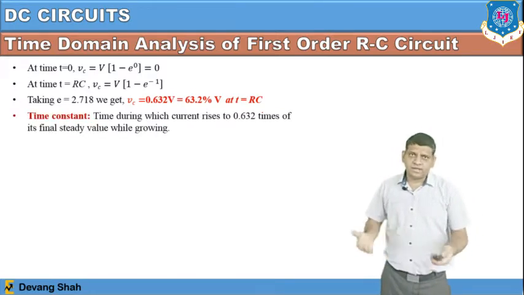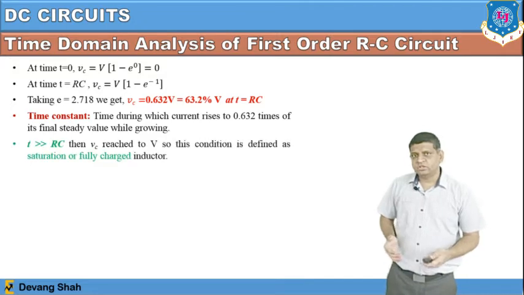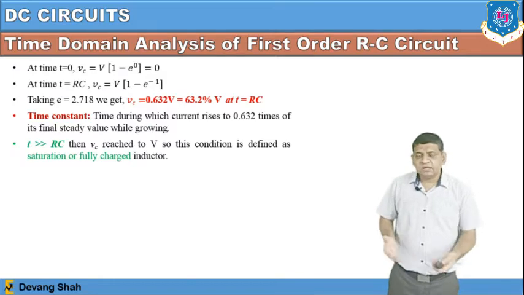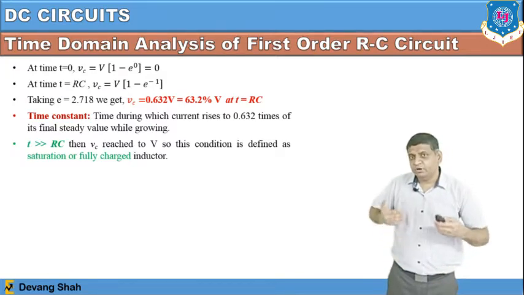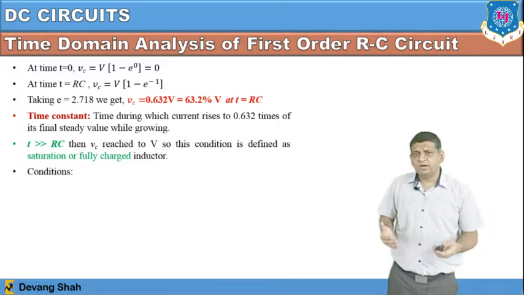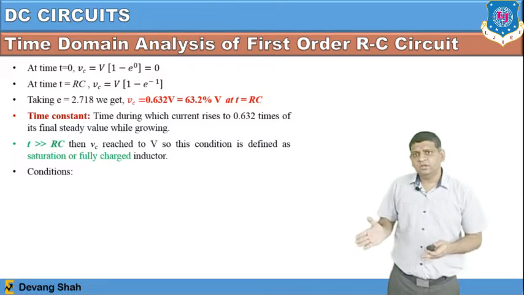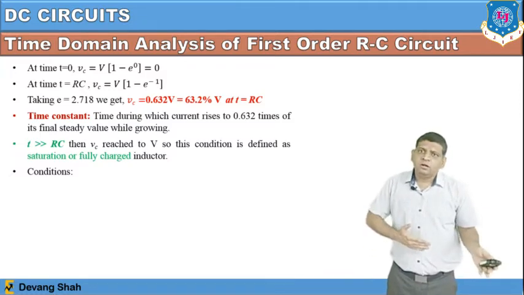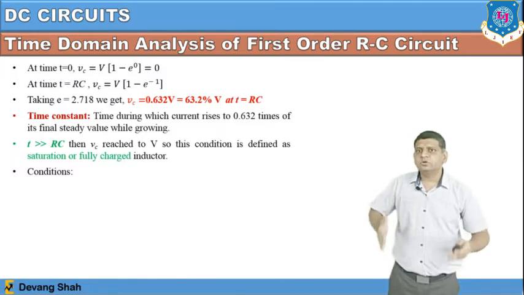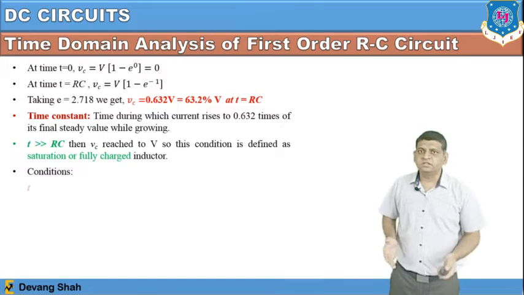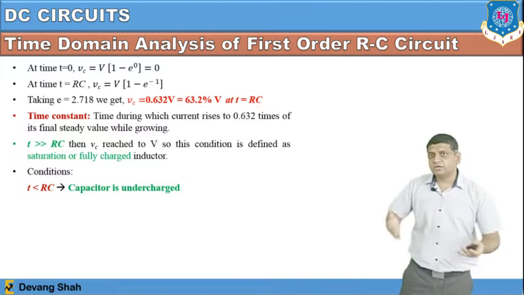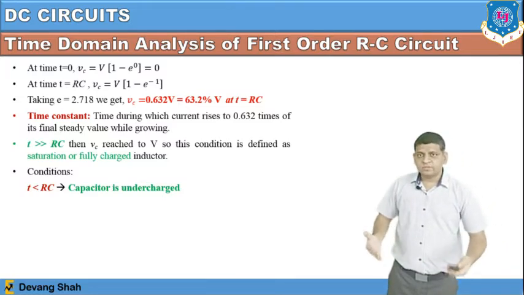So again, we have discussed the time constant. When I take t much greater than RC, in this condition the capacitor will be fully charged. Why is this very important? Because here you will find the conditions between the closing of the switch and the multiplication of the values of R and C. Once you have these two parameters, you will find three conditions. Condition number one: when t is less than RC, what happens? The capacitor is undercharged, so the capacitor starts charging.